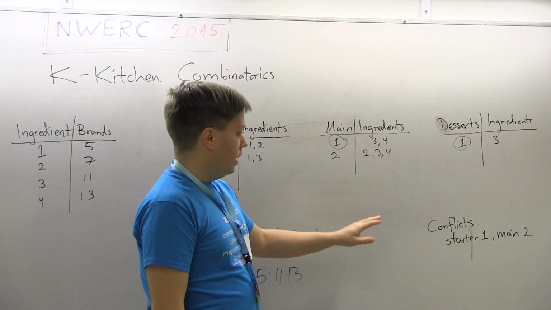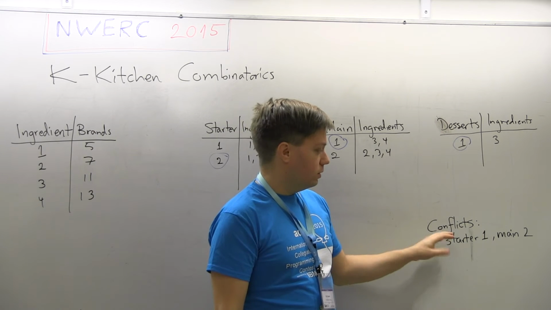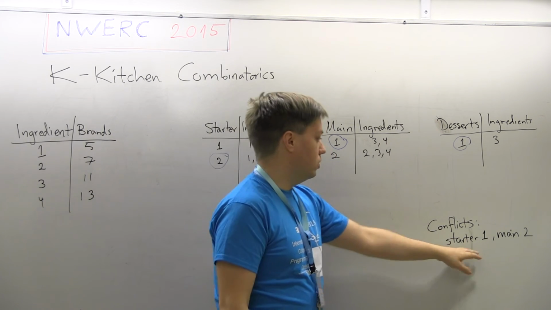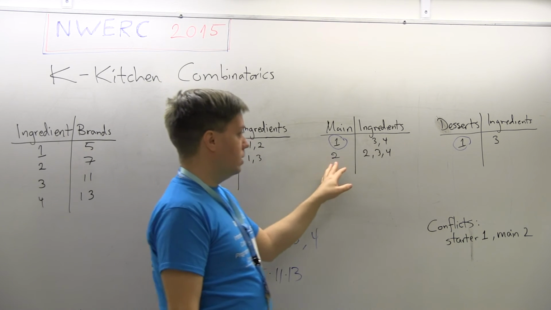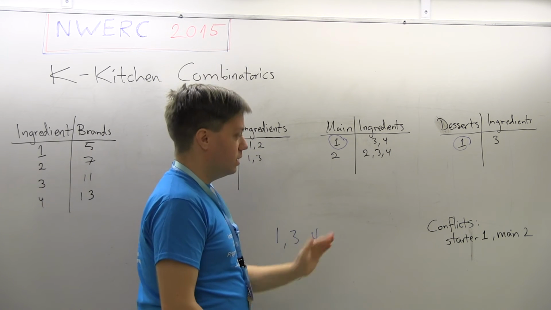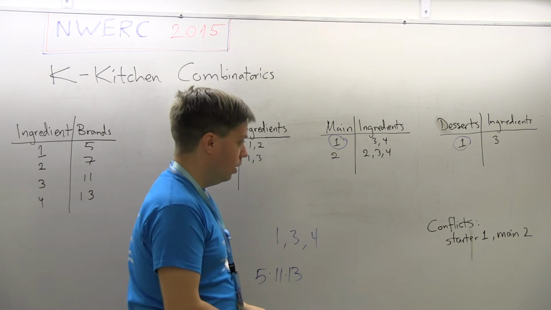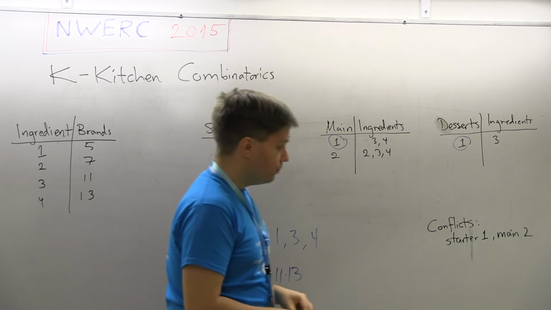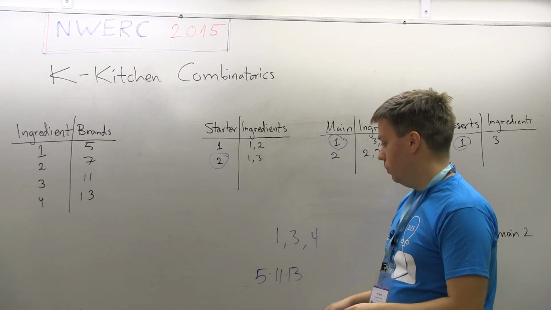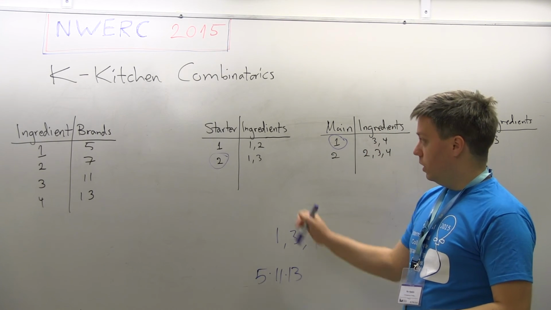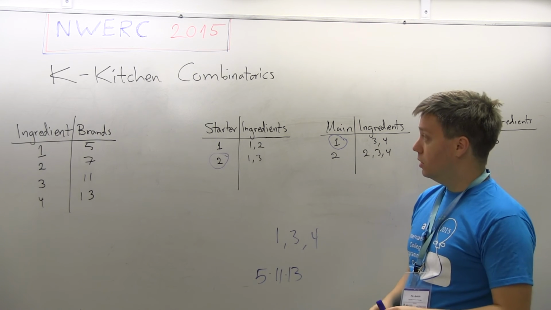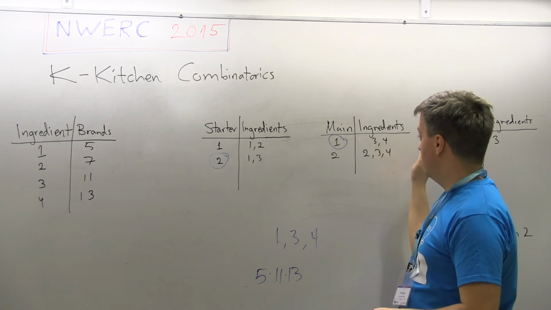Additionally, it could be the case that there were some conflicts, so some dishes didn't go well together. For instance, if the first starter doesn't go well with the second main course, then we will skip computing the product for that combination of dishes. And then we simply add up this product for all of the selections of a starter, a main, and a dessert.